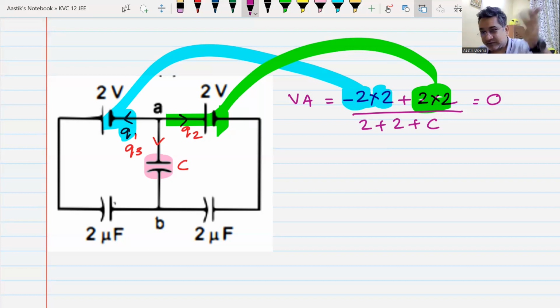And now it becomes very simple to get the value of Q1 and Q2. Can anyone tell me the value of Q1 and Q2? Now there are 15,000 different ways of finding out Q1 and Q2. Out of those 15,000 ways, can you tell me what is the value of Q1?